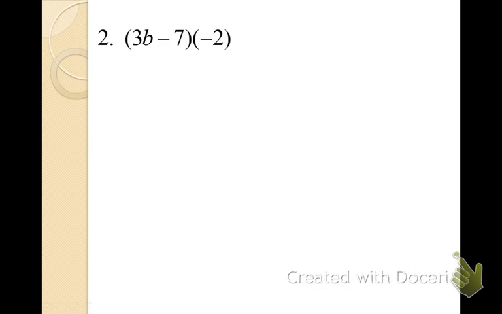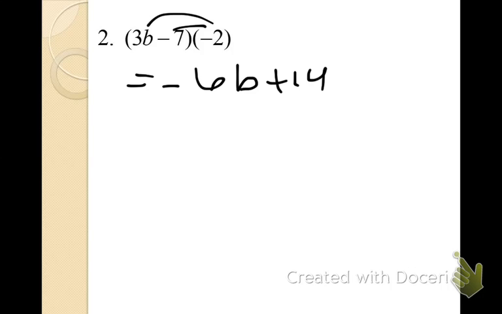Now, this guy. Doesn't matter if the number's in front or the number's behind. We're still going to distribute. Boom and boom. Negative 2 times 3b is what? It's negative 6b, right? We're just going to multiply the numbers together. Negative 2 times negative 7. Negative and negative make a positive. 2 times 7 is 14. So we're just going to add 14.